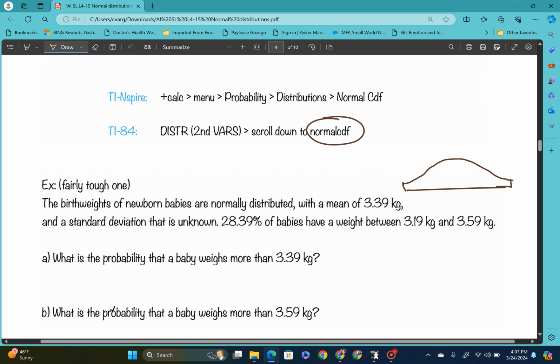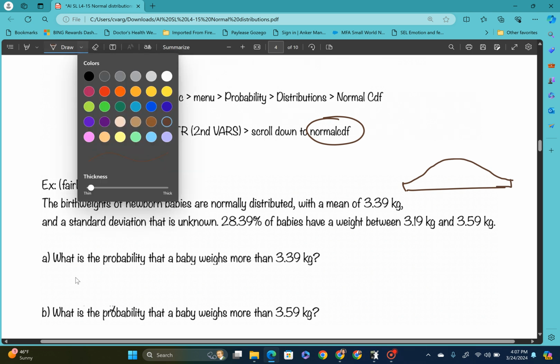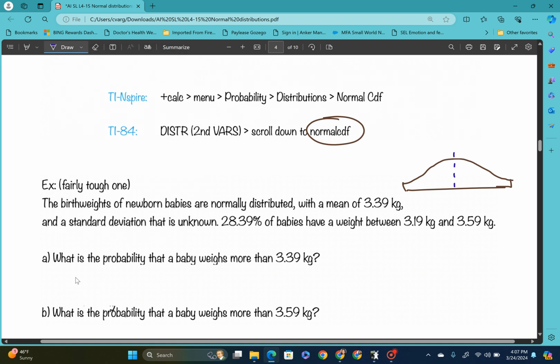So they tell us that the mean, which is straight down the middle, is 3.39. That is our mu. And it says a standard deviation that is unknown. So we don't know how wide our curves are. It does tell us that 28.39% of babies have a weight between 3.19 and 3.59. So let's answer the first one first.